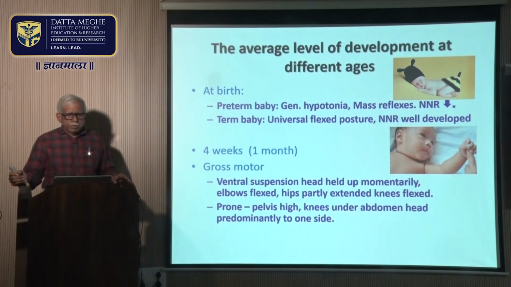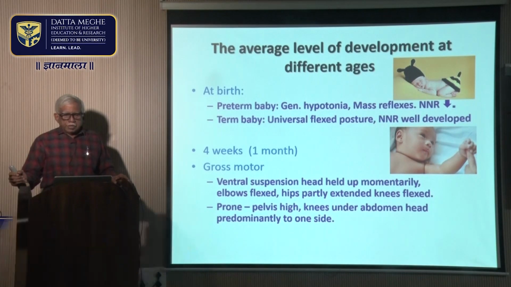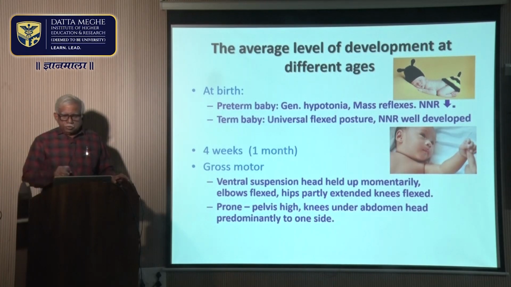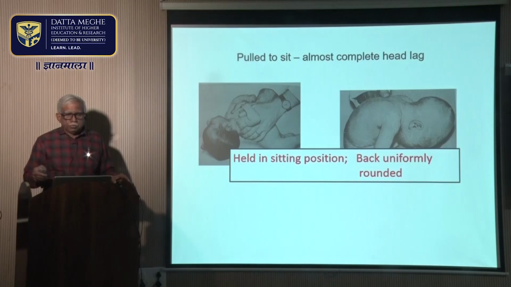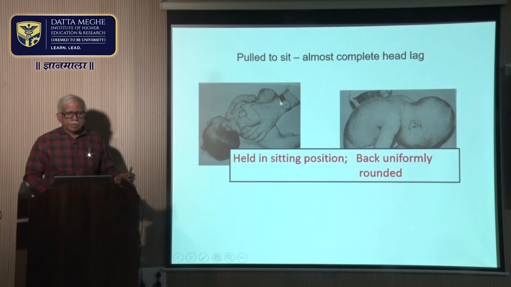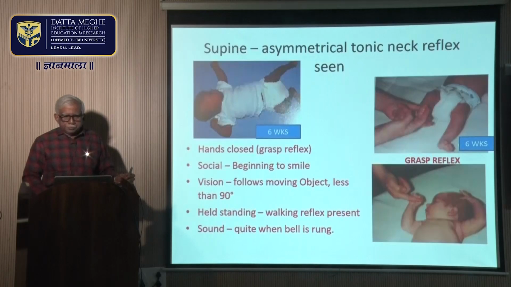Then at the age of 4 weeks, in a ventral suspension, the head is held up momentarily and elbows flex, hips partly extended and knees flex. In a prone posture, the pelvis is high, knees under the abdomen, head predominantly to one side. This is what is achieved at 1 month or 4 weeks of age. Now, the slide shows that when the child is pulled to a sitting posture, he has a head lag at 4 weeks of age, and when made to flex forward, the back is uniformly rounded. This is what is seen in a 4-week-old child.